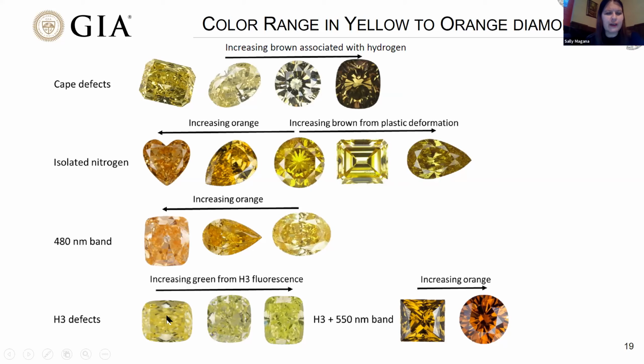And then H3 defects. You can have yellow coloration, but it also can do something special: not only can you get absorption from the H3 defect, but you can also get fluorescence and impart a green fluorescence to the stone as well. So that's how you get a greenish yellow in these diamonds: you're getting the H3 to cause absorption, and then you're also getting a greenish fluorescence from the same defect. And then if you have the H3 in conjunction with this 550 nanometer band, you can also get a brownish orange to an orangey color in those as well.